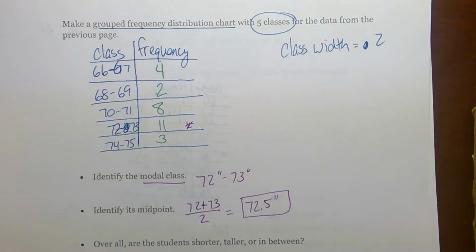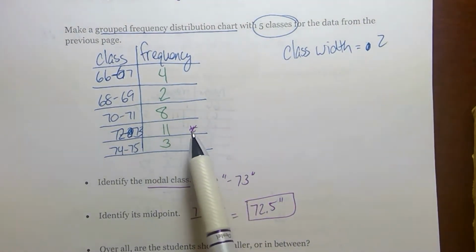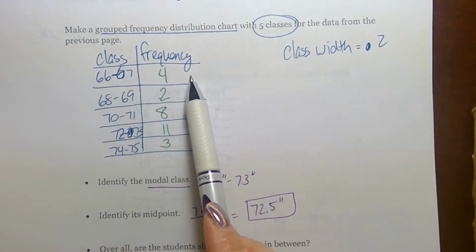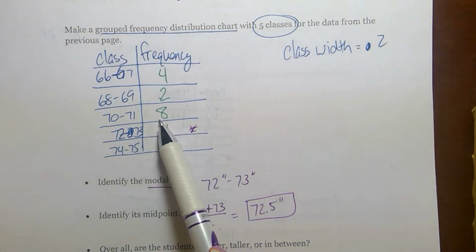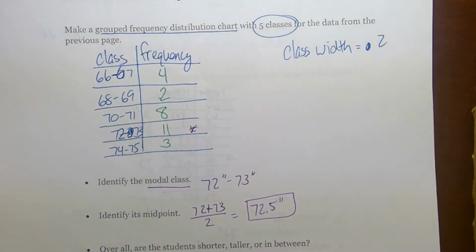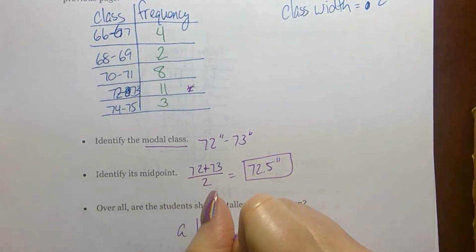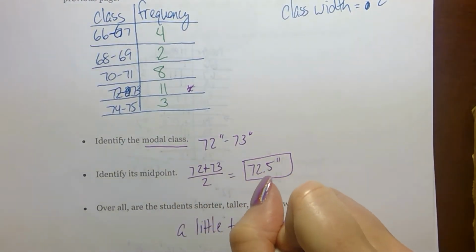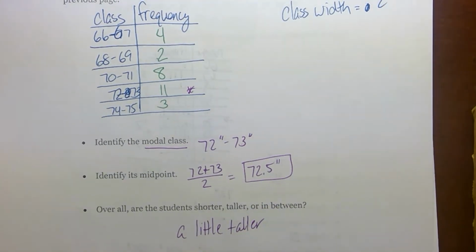Overall, are the students shorter, taller, or in between? Well, we're back to that same argument of what we mean by shorter, taller, or in between. If they're just comparing them to each other, they're a little taller because when I put my heights into 5 classes, I can see that it's a little bit heavier down at this end. So let's just say we're going to compare them to themselves. We would say that they are a little on the taller end, because that's where we start seeing our data group up.